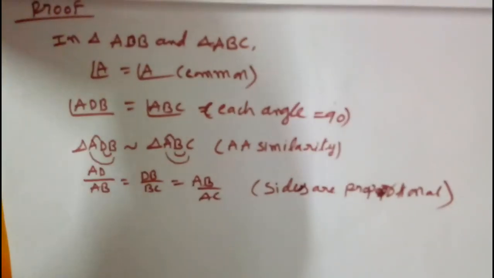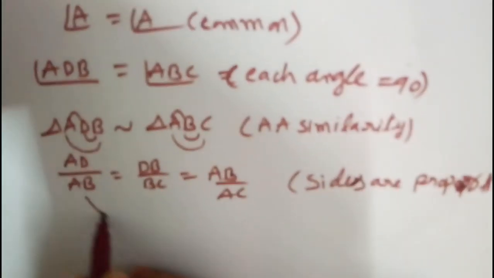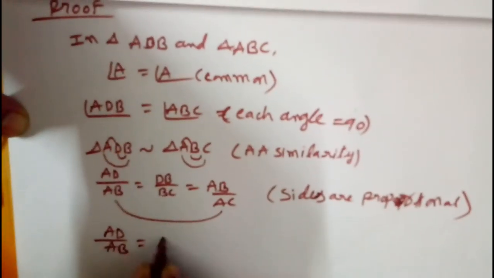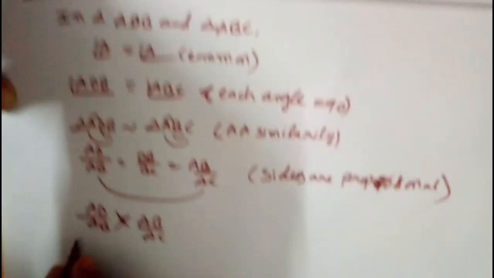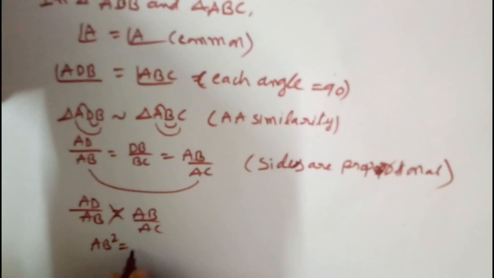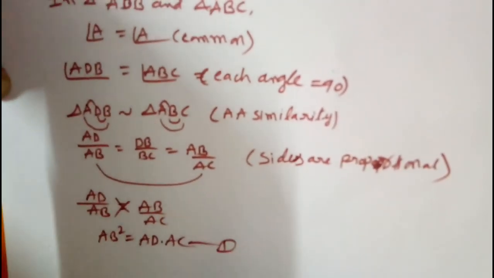So from this, what is our to-prove part? AB square, BC square. So when will you get AB square? By taking these two sides, we get AB square. So I'm considering AD by AB is equal to AB by AC. Do the cross multiplication: AB into AB, AB square is equal to AD into AC. So that is equation 1.